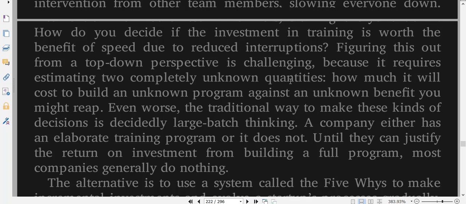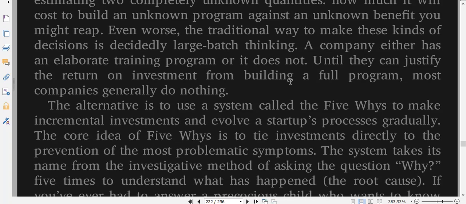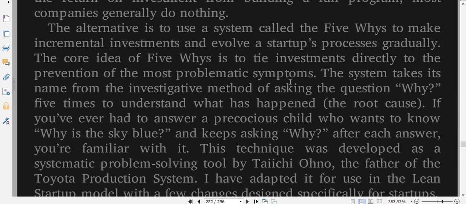Even worse, the traditional way to make these kinds of decisions is decidedly large-batch thinking. A company either has an elaborate training program or it does not. Until they can justify the return on investment from building a full program, most companies generally do nothing. The alternative is to use a system called the five whys to make incremental investments and evolve the startup process gradually. The core idea of five whys is to tie investment directly to the prevention of the most problematic symptoms. The system takes its name from the investigative method of asking the question why five times to understand what has happened, the root cause.